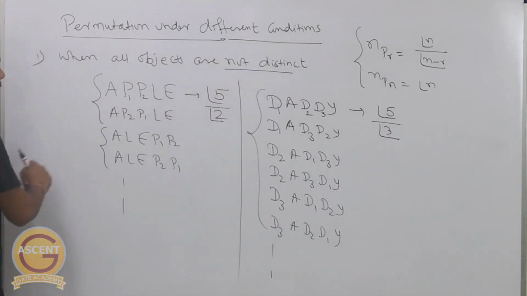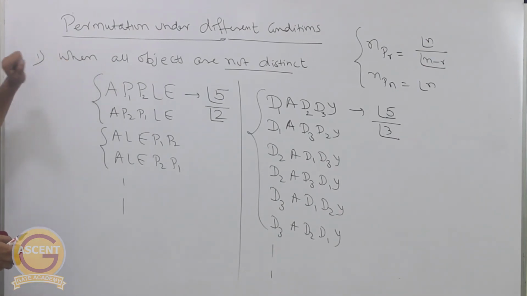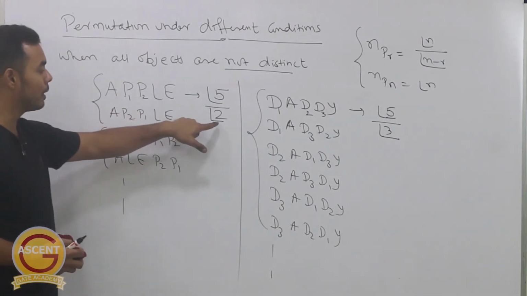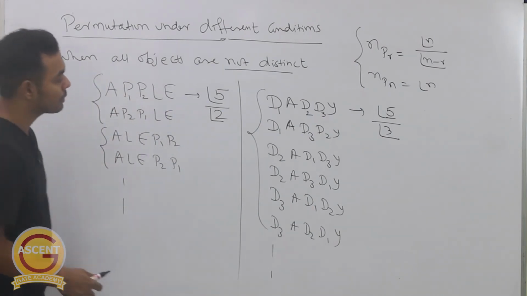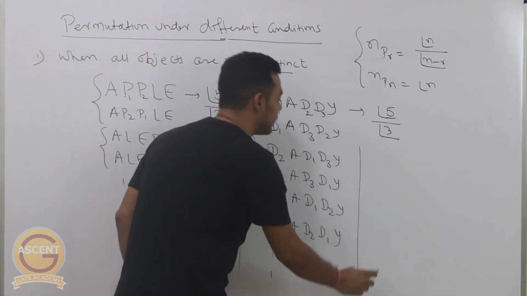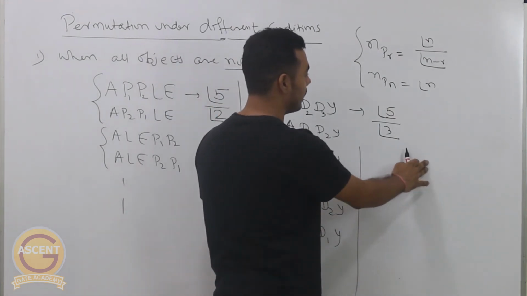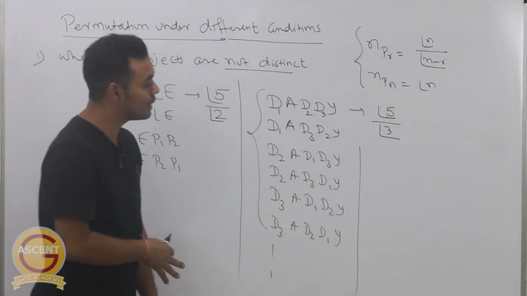So this was a very basic example. When all the objects are not distinct, then you have to divide by the factorial of the number of times any particular letter is repeated. Another example that you can think of, and this is a very popular example, is one without which this chapter is incomplete.